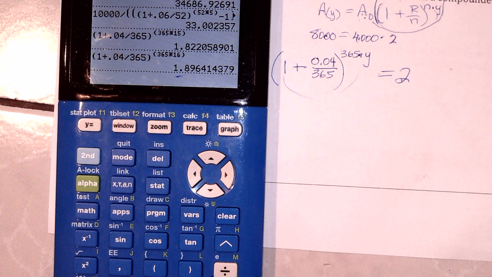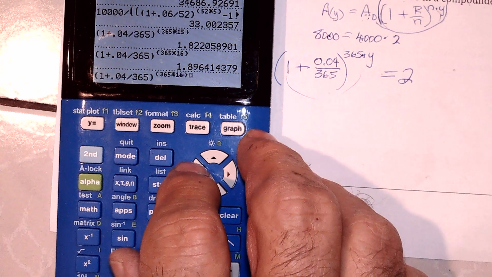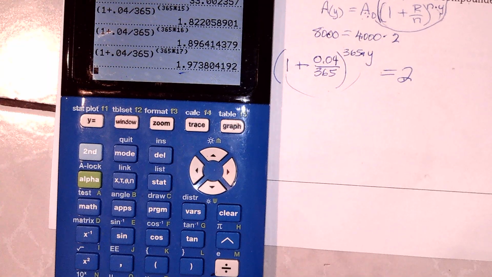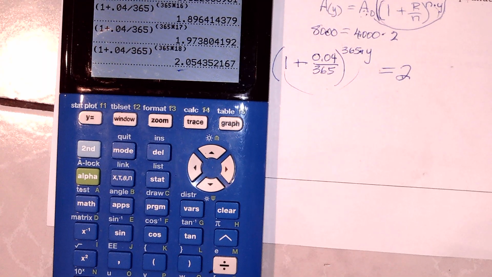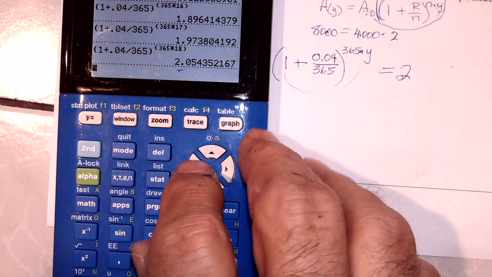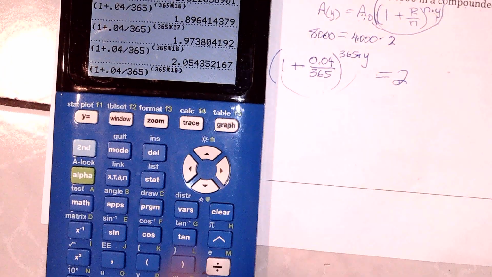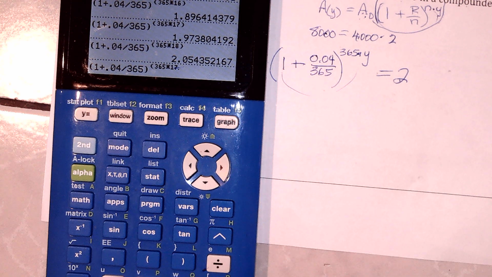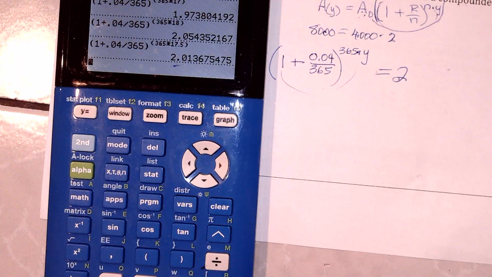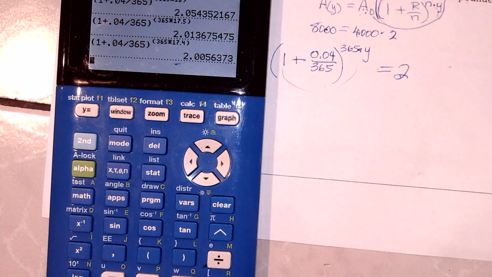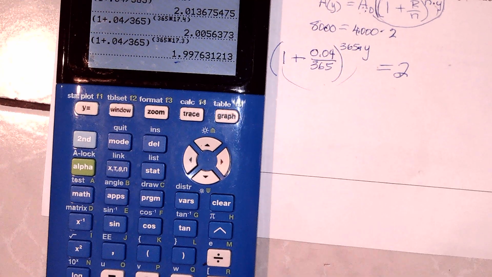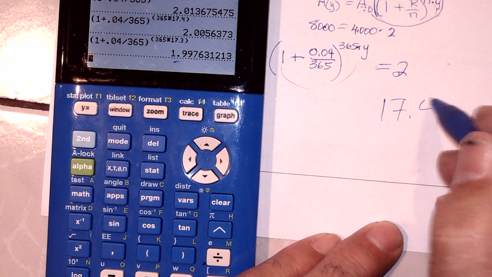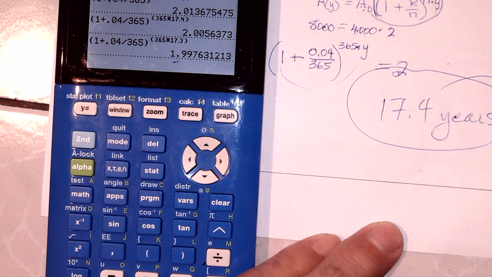Let's go to 17 years. 17 years. Ooh, getting close to 2. Let's go to 18 years. That's more than 2. So it's somewhere between 17 and 18, which would have been good enough, but I'll continue looking here. I'll go 17.5 years. That's a little more than we need. How about 17.4 years? That's getting closer. 17.3. That's a little bit less. So it's a little bit more than 17.3, a little less than 17.4. 17.4 for sure. 17.3 is close.